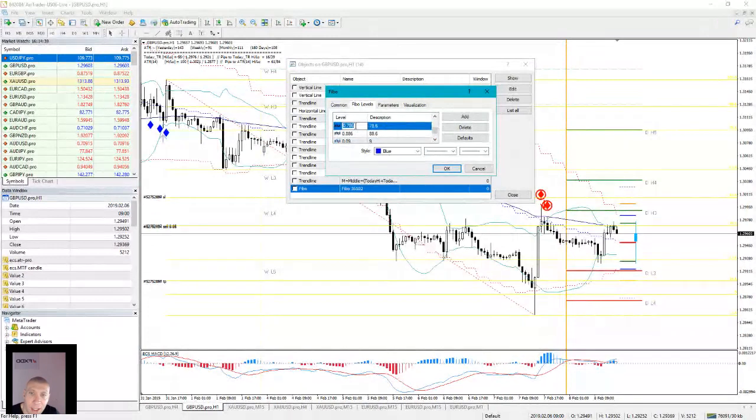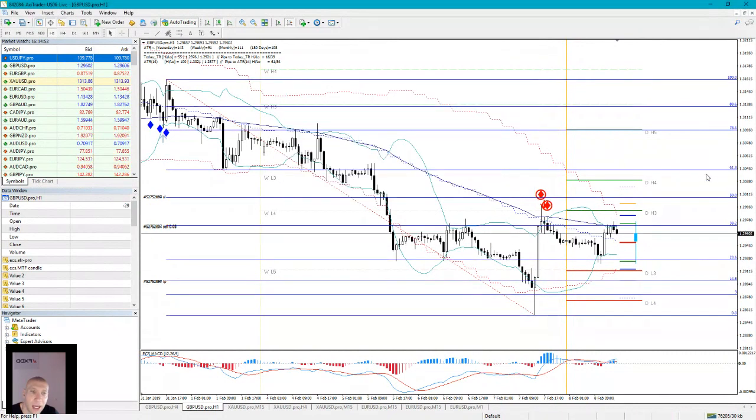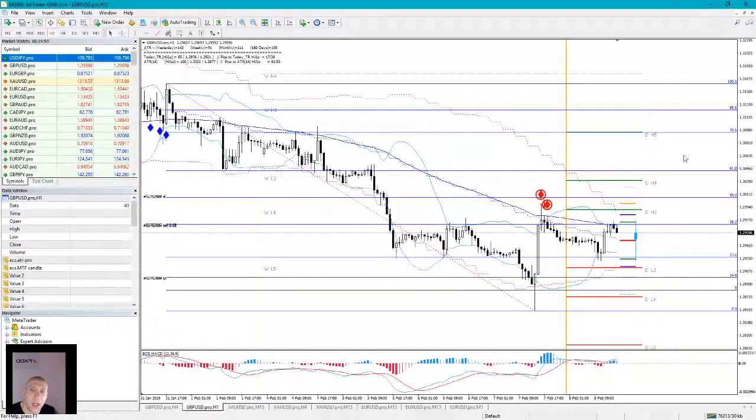For 78.6, you need to type 0.786 and in the description add 78.6. For 88.6, you need to type 0.886 and 88.6 in the description. Now here, guys, you will see what's going on. You can see that the price actually moved towards 38.2. It rejected. And now, again, it's rejecting at the 38.2 Fibonacci ratio. You see how the price is respecting these numbers.